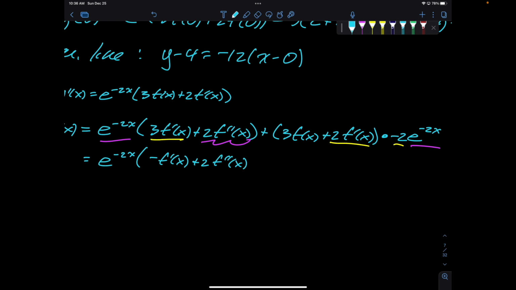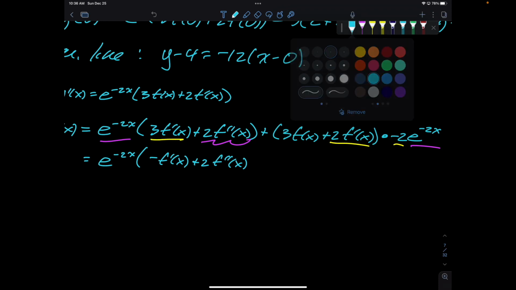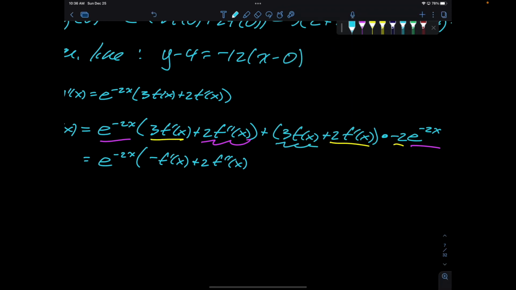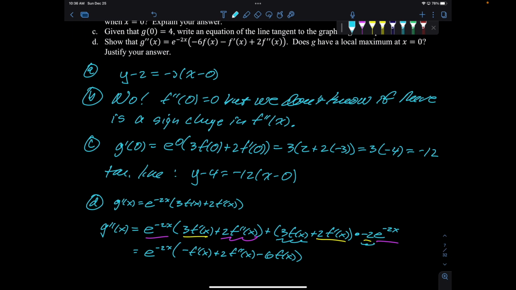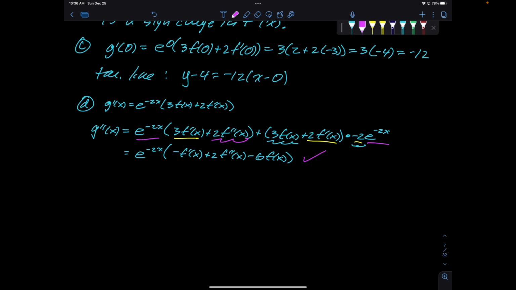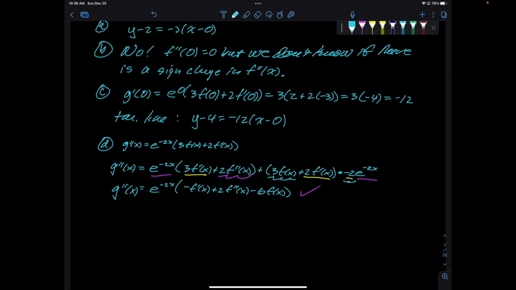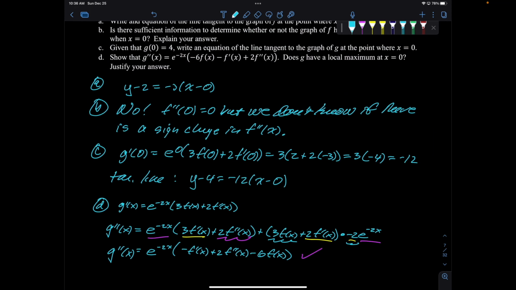And what else? This is -6f of x. So then what was it supposed to equal? We get negative 6f of x minus f prime plus 2f double prime, times e to the negative 2x. Nailed it. Check. Did it. All right, now I'm going to find g prime of 0 unless it was given, which would be awesome.